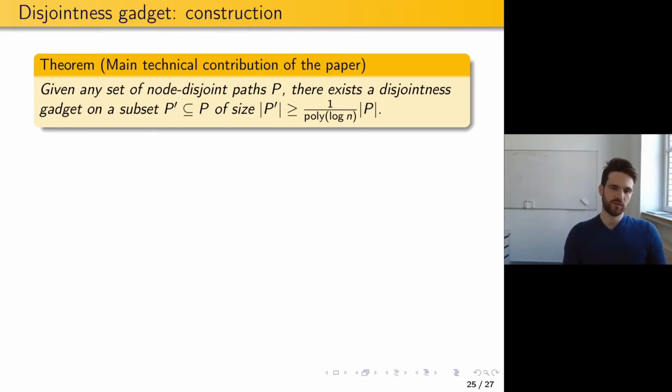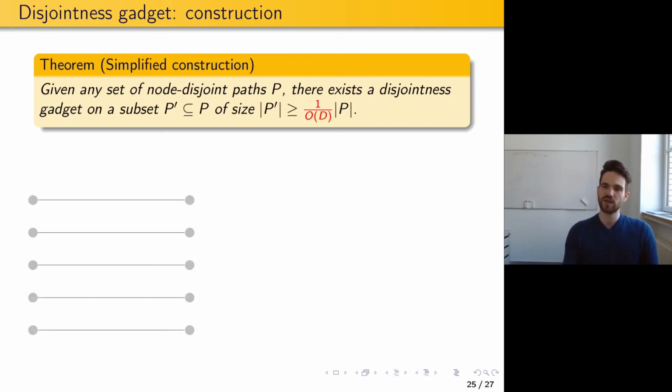Alright, after you have internalized the rest of the proof, the main thing that is remaining is how to actually construct these disjointness gadgets. As I said before, constructing the large disjointness gadgets, such that when you're given a set of no-disjoint paths P, you want to find the disjointness gadget on a 1 over polylog fraction, that's hard and technically involved. However, I can show you some intuition about how to get a slightly weaker result, the one where you get 1 over an order D fraction of the paths.